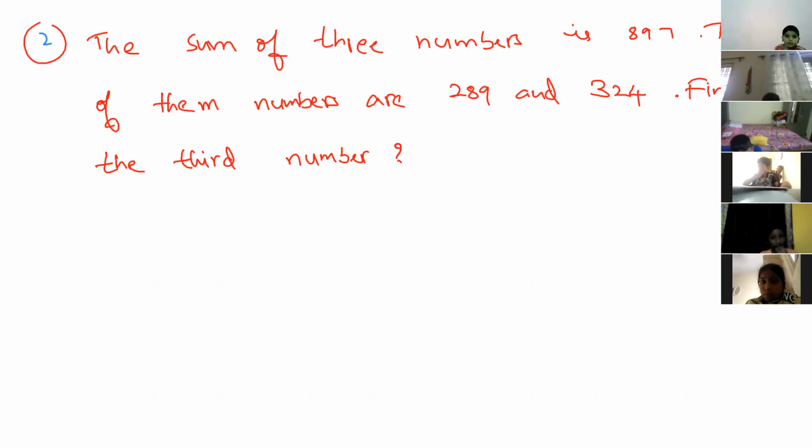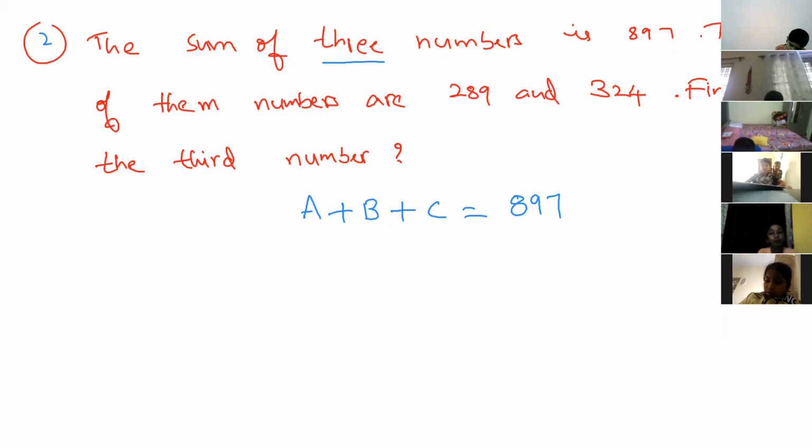One minute. Hi Vigneshwar Reddy, unmute yourself. Ma'am, how can I write the question? Sum of the three numbers means what I have to do? I am taking A plus B plus C, because we have three numbers. So the sum of the three numbers equals A plus B plus C equals 897.